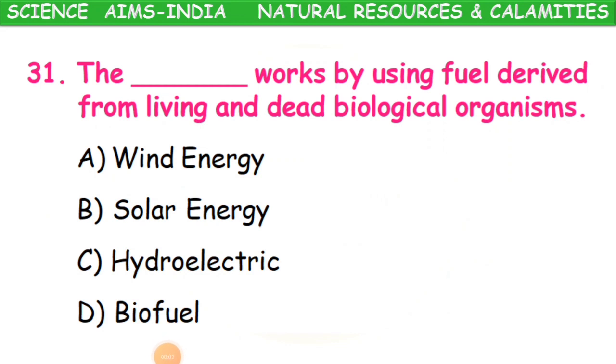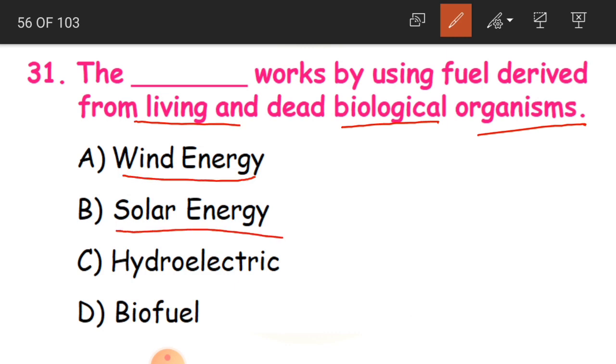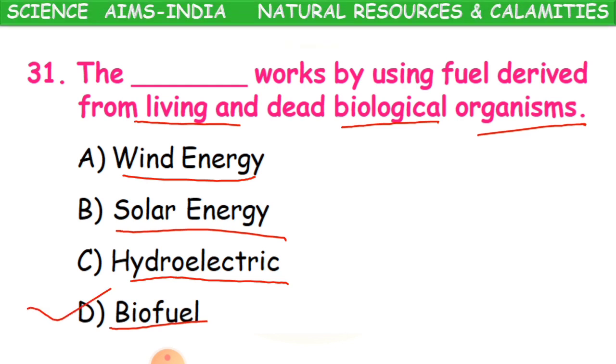31st question, children. The dash works by using fuel derived from living and dead biological organisms. So which fuel or which substance is used as fuel which is derived from living and dead biological organisms? Either wind energy, solar energy, hydroelectric energy, or biofuel. Okay, children, and the answer is D, that is biofuel.